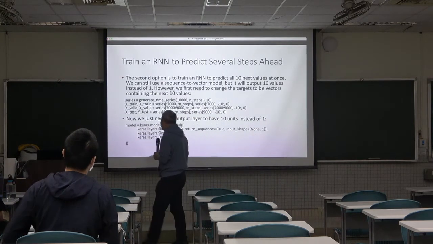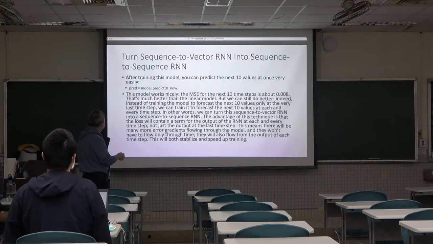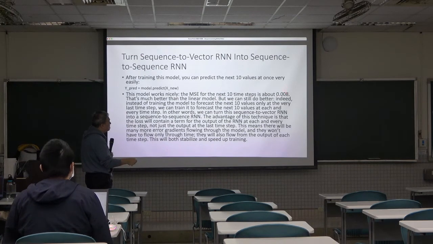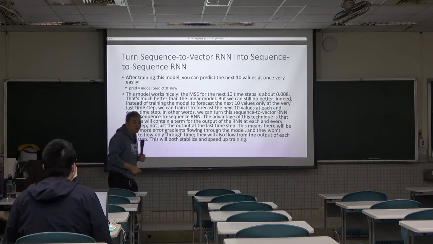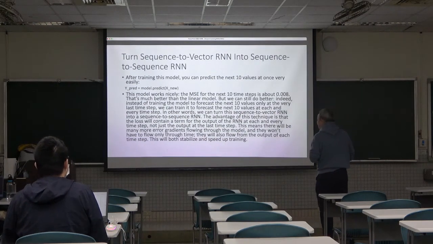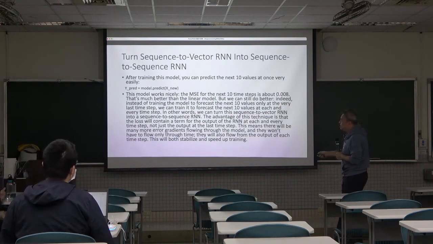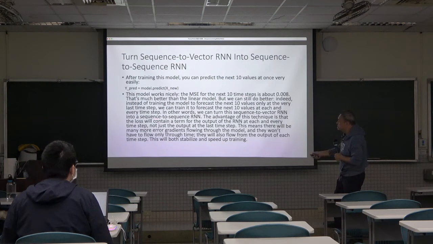If you do that, after training this model you can predict the next 10 values at once, and the result works nicely. The MSE for the next 10 time steps is about 0.008. So this is pretty good, right? It obviously outperforms the linear model by a lot. But we can still do better. Instead of training the model to forecast the next 10 values only at the very last time step, we can train it to forecast the next 10 values at each and every time step.